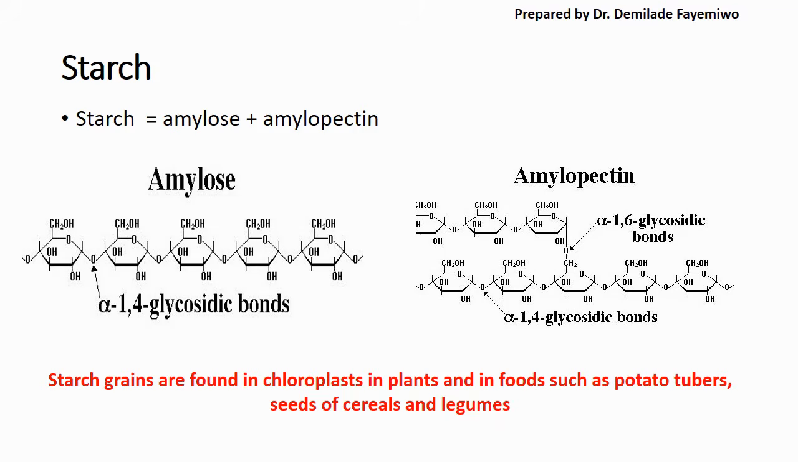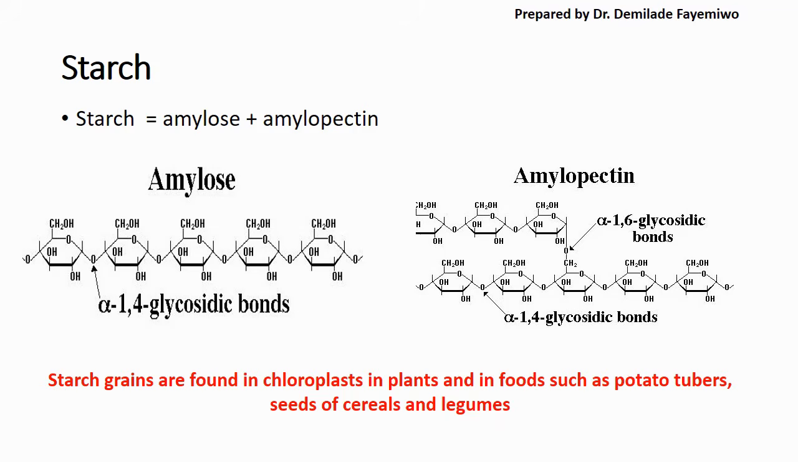When we say something is alpha 1,4, first thing you should bear in mind is that that alpha simply means that amylose is formed from alpha glucose. Okay, amylose comes from alpha glucose. When we say it has 1,4 glycosidic bonds, it means that the glycosidic bonds are formed between carbon number 1 of one glucose molecule and carbon number 4 of another glucose molecule.